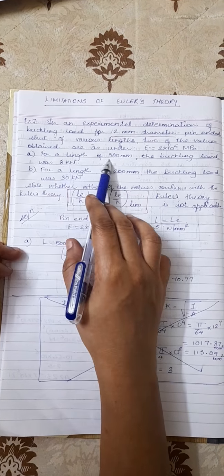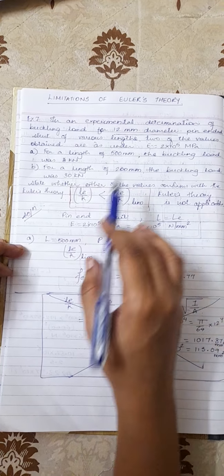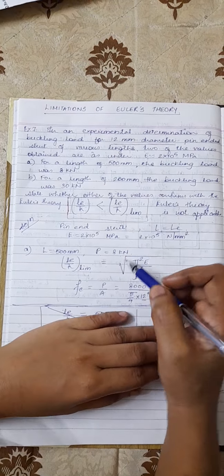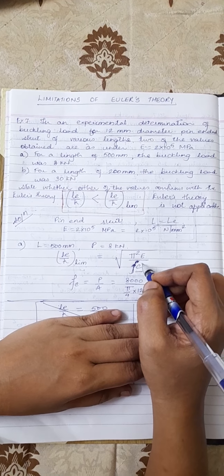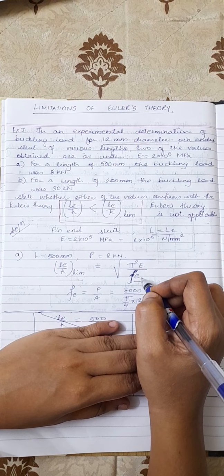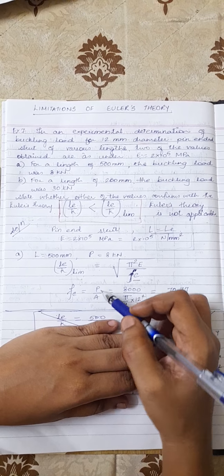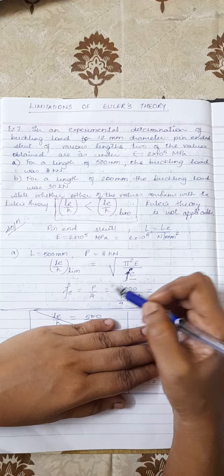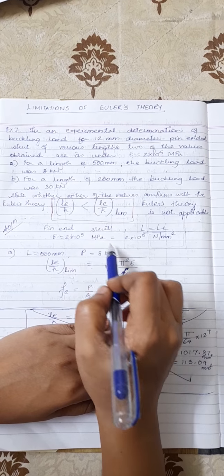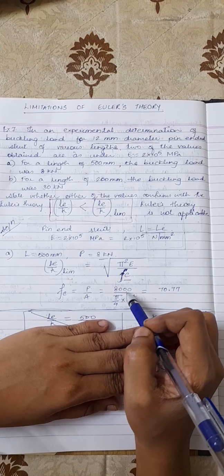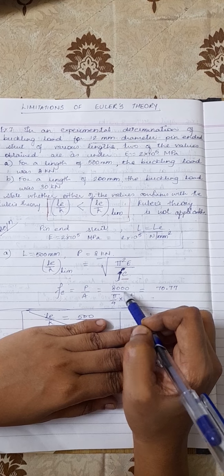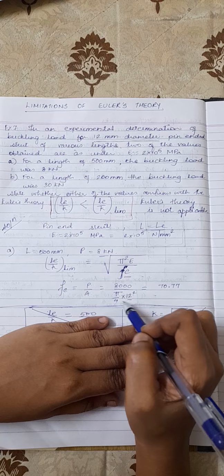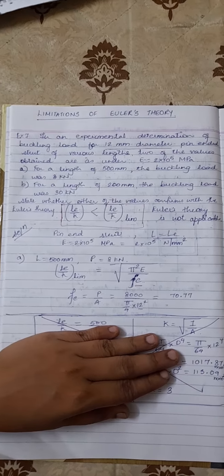So first condition I have taken, length is 500 and buckling load is 8 kilonewton. So LE by K limiting is what? It is root of pi square E by crushing stress. So I have calculated crushing stress, which is equal to P by A, load divided by area. Load 8 kilonewton is given, which I have converted to newtons. So pi by 4 into 12 square is the area. When you substitute this, you get 70.77.